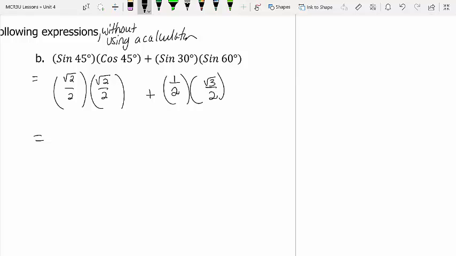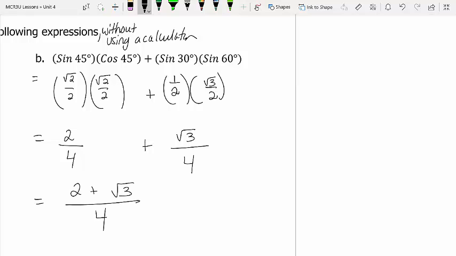Let's multiply the first two fractions together. Root 2 times root 2 is 2. 2 times 2 is 4. Plus, multiply your numerators together. 1 times root 3 is root 3. Multiply your denominators together. 2 times 2 is 4. Now they have common denominators already, so let's go ahead and add these fractions. Okay, and that's your final answer. We can't combine 2 plus root 3 because they're not like terms, and we don't want to simplify root 3 because we lose some accuracy.